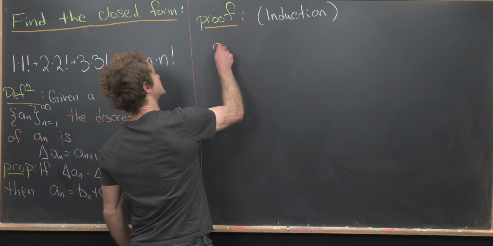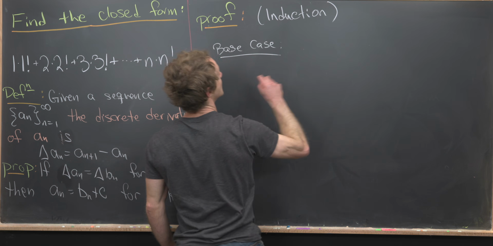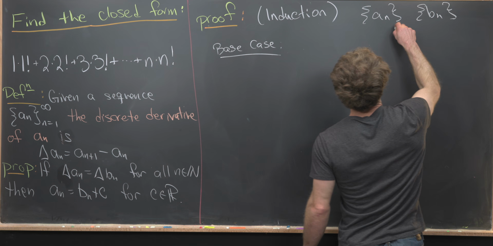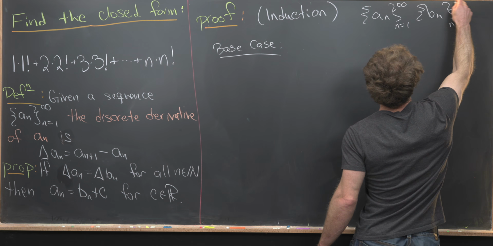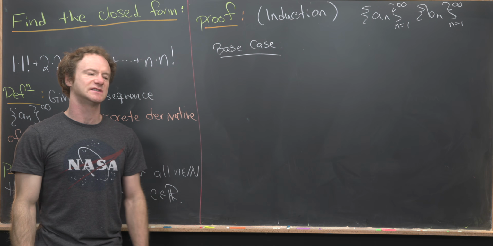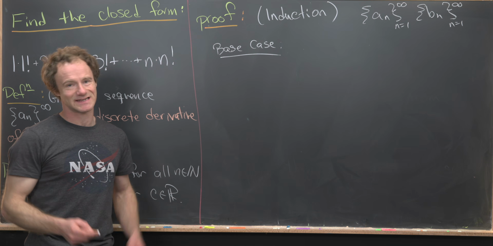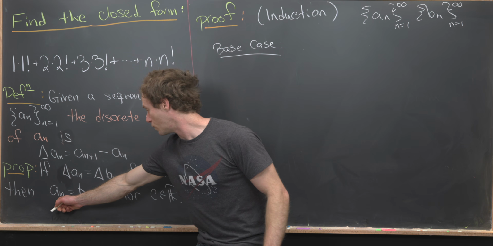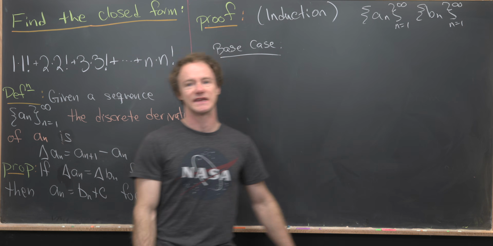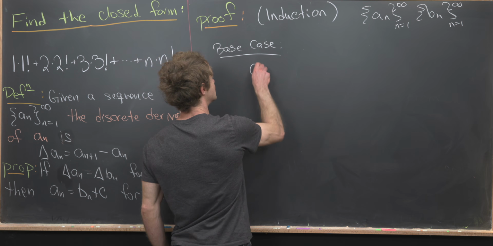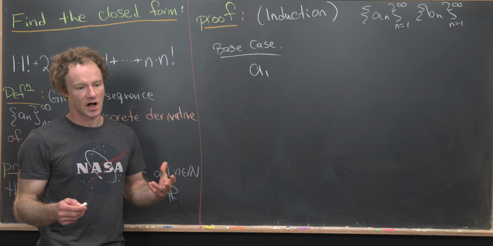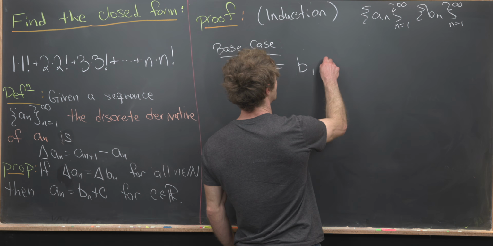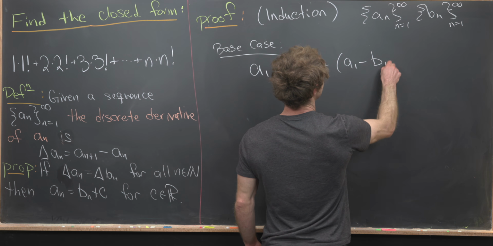Okay, so let's first look at our base case. Let's just have our setup first. We've got two sequences a sub n and b sub n. Those go from n equals 1 to infinity. Here we're just taking the domain of these sequences to be natural numbers, although you could extend this to integers if you wanted to. So our base case will be to show that a sub 1 equals b sub 1 plus a constant. But that's actually not too hard to do because we have infinite control over our constant at this stage of the game. So notice that a sub 1 equals b sub 1 plus a sub 1 minus b sub 1.